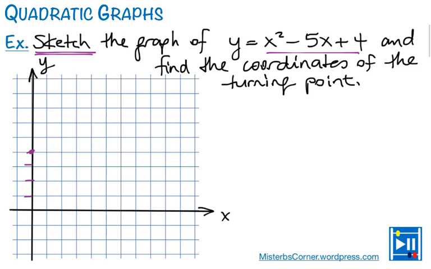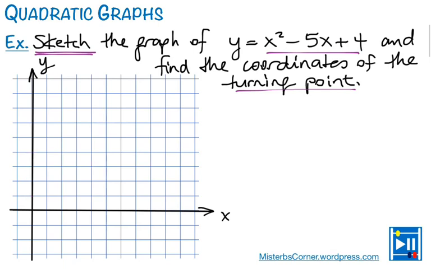It says sketch the graph of y equals x squared minus 5x plus 4, and then we're going to find the coordinates of the turning point as well. Now, we're going to remember this when we draw the graph.